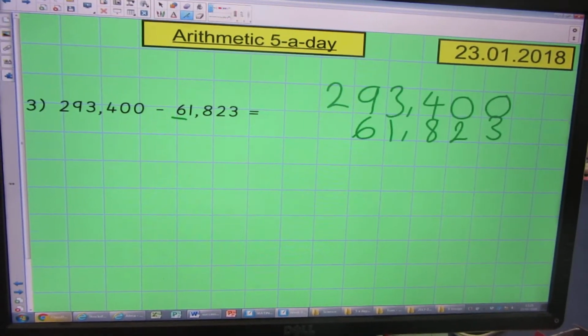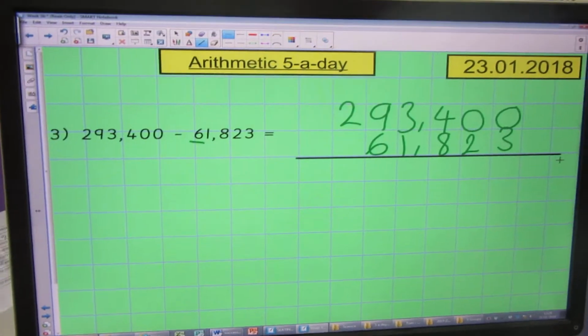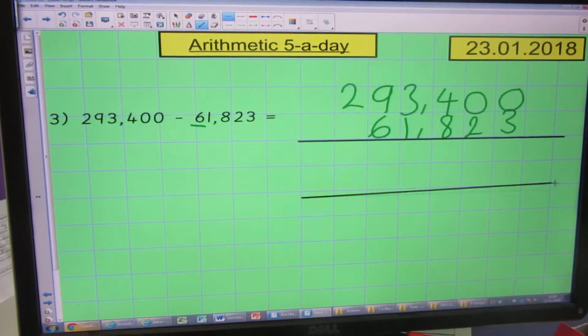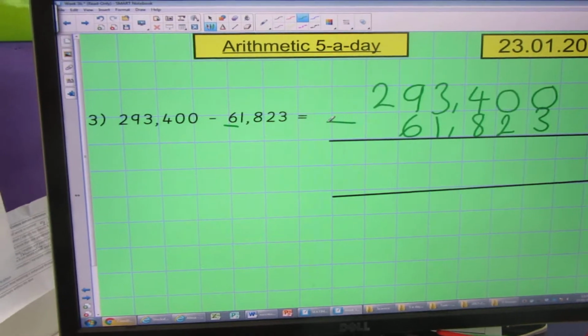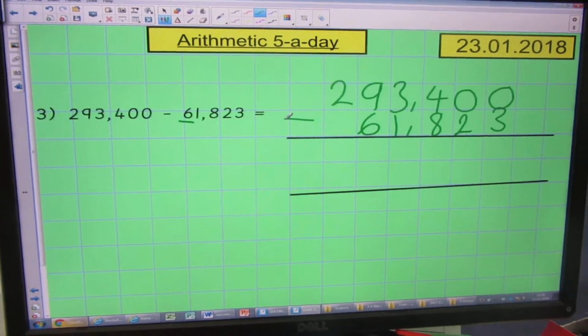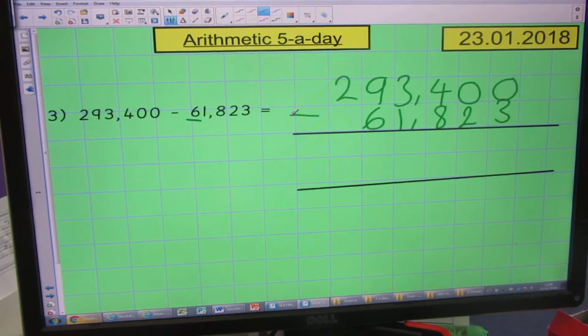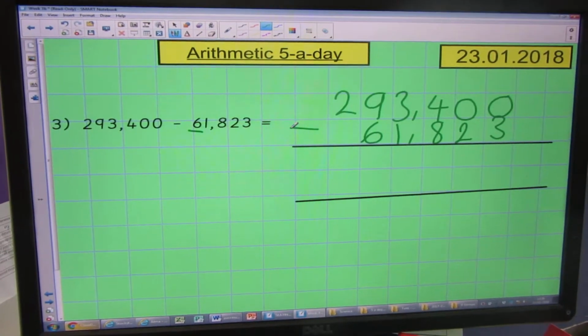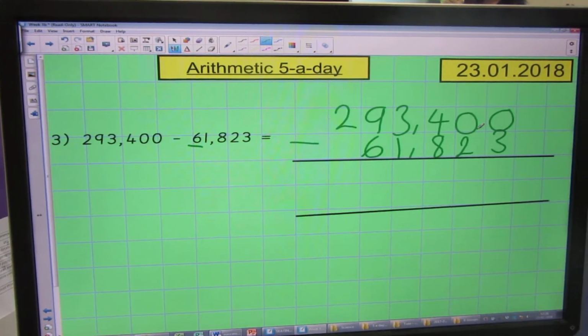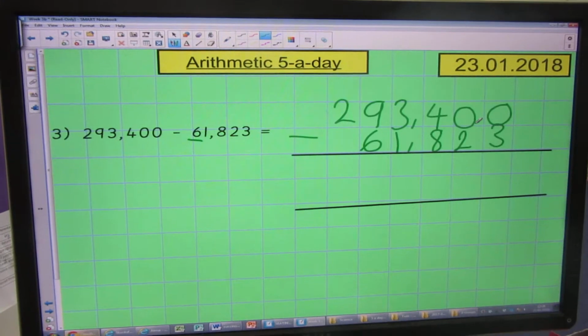So it's 61,823. What calculation am I doing this time? Make sure I've got my symbols correct. Ella? Take away. Fantastic. Okay. 0 take away 3. Steffi? You can't do it. So I'll go to a neighbour. You can't get anything from 0.